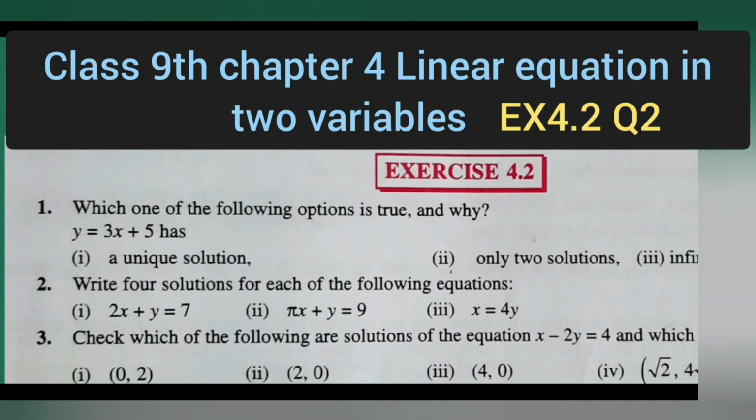So this is for class 9th, chapter 4, linear equation in two variables. Exercise 4.2, question number 2 I will be solving today. This question: write four solutions for each of the following equations. First is 2x plus y is equal to 7. Second one is pi x plus y is equal to 9. Third, x is equal to 4y.